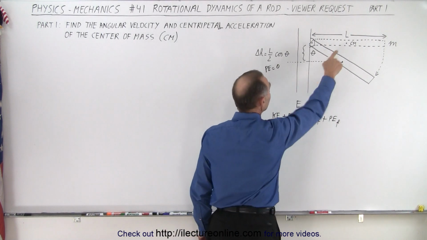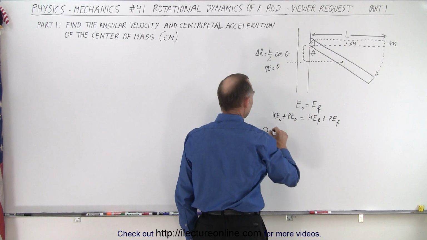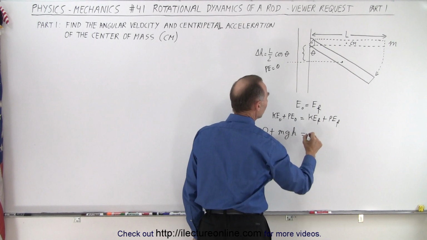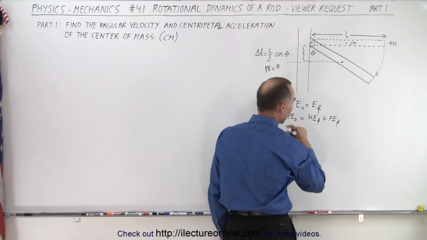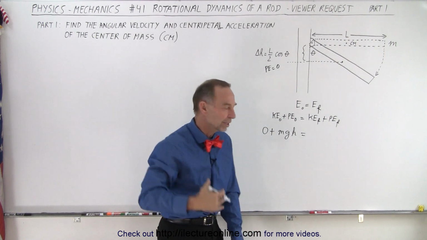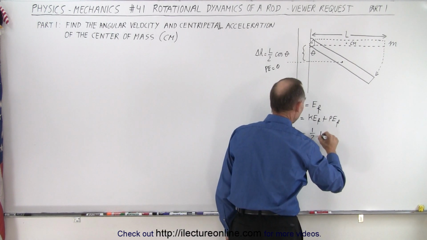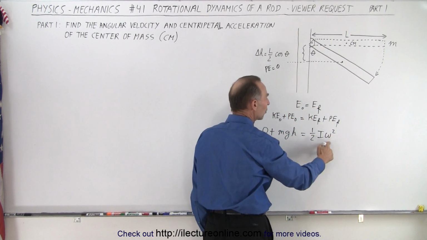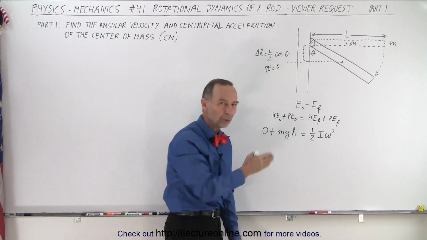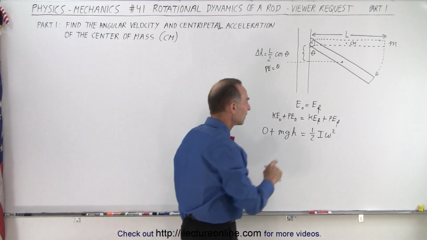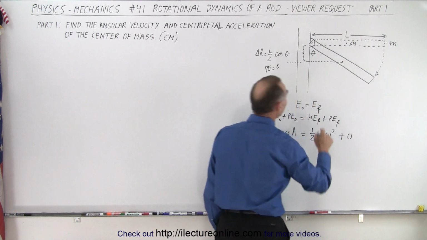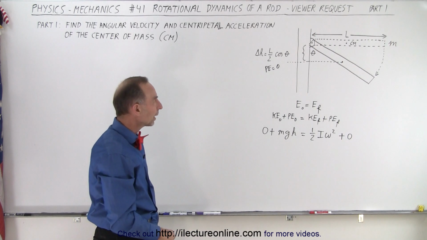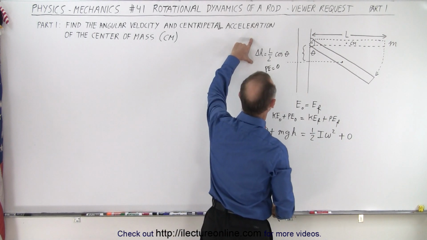Initially there's no kinetic energy because the rod is not moving, and the initial potential energy is going to be mgh, which is equal to the final kinetic energy. In this case, we're going to have rotational kinetic energy, so that's going to be 1/2 times the moment of inertia times omega squared. Instead of 1/2 mv squared, we use 1/2 I omega squared, because we're accounting for the rotational kinetic energy. And then the final potential energy will be 0, because that will be the 0 height, the 0 potential energy point.